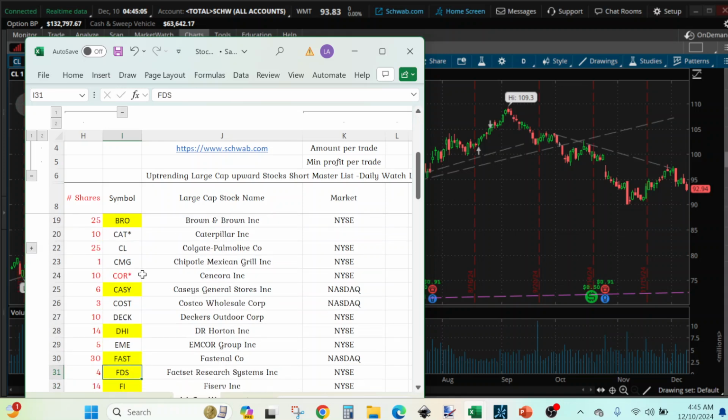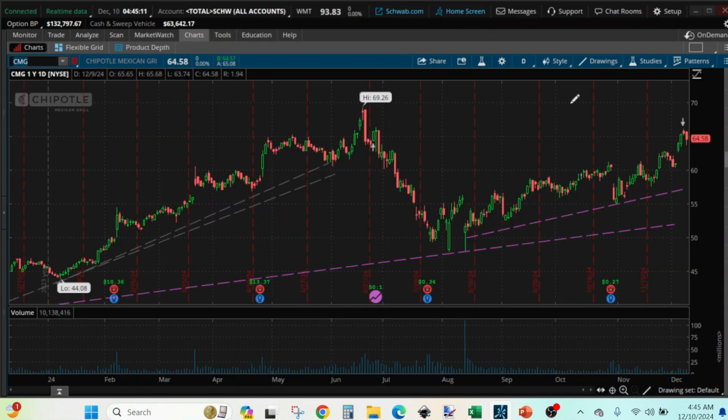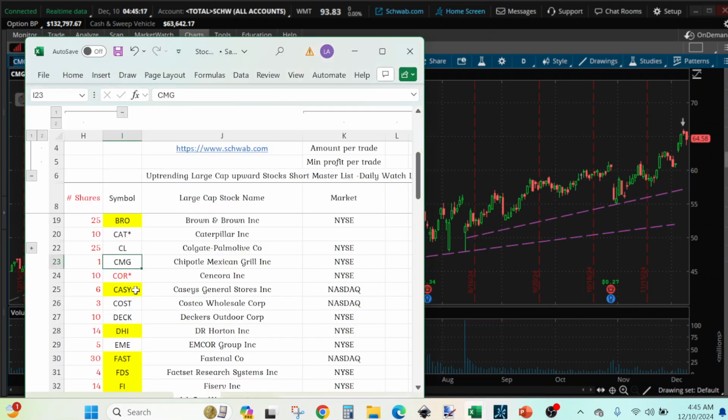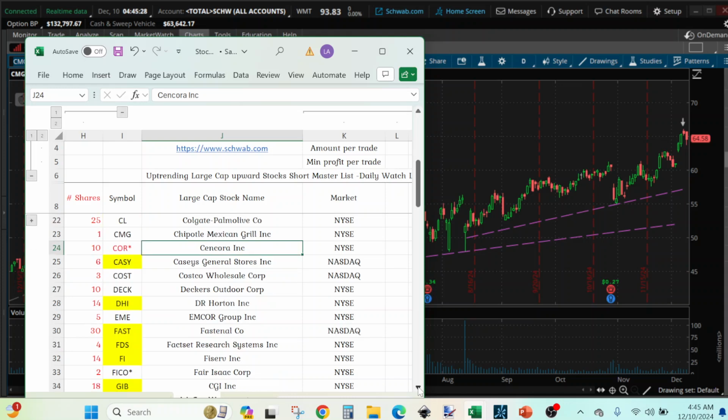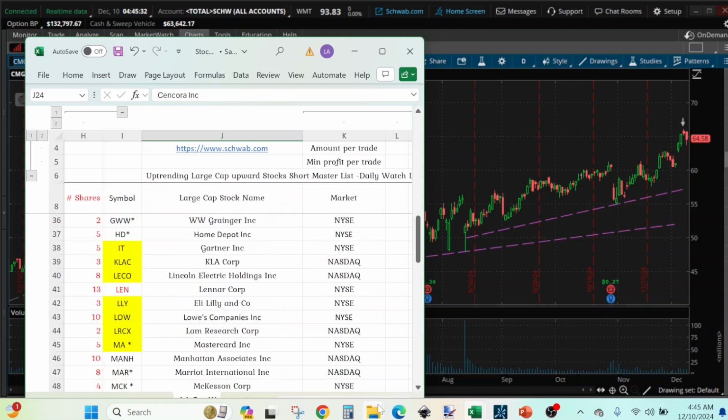The next one is CMG. CMG is far from the line we like to buy it on. We just wait. The next one is COR, and COR was something we selected last time to buy, but I think we selected 2. And okay, LEN.